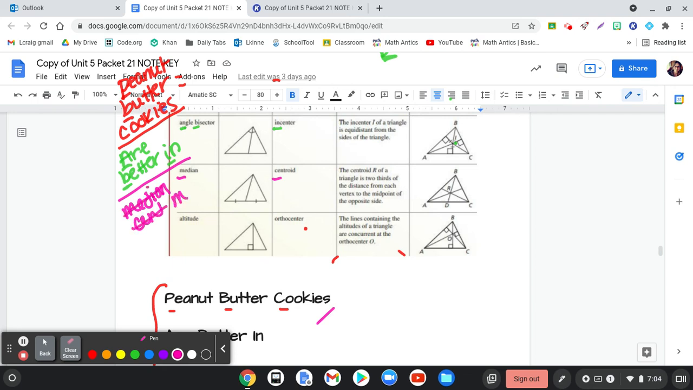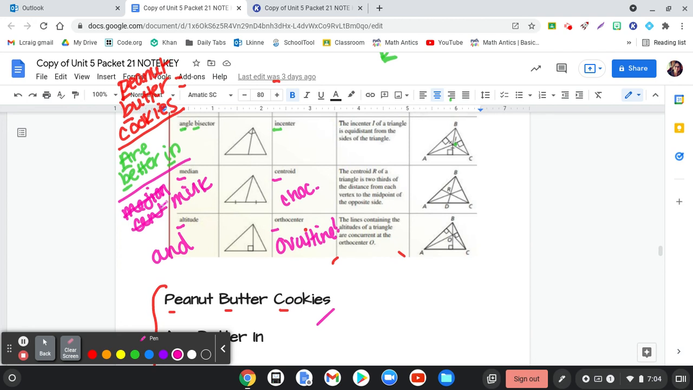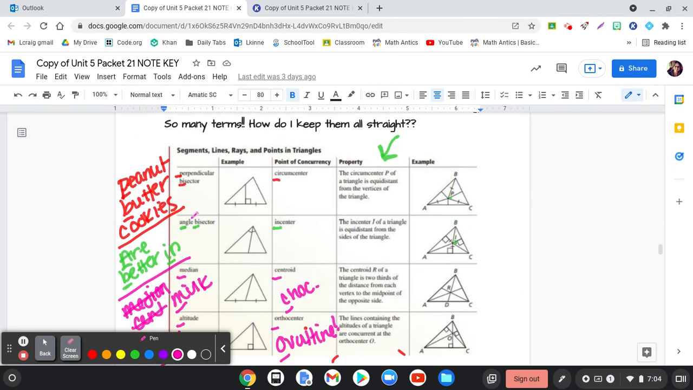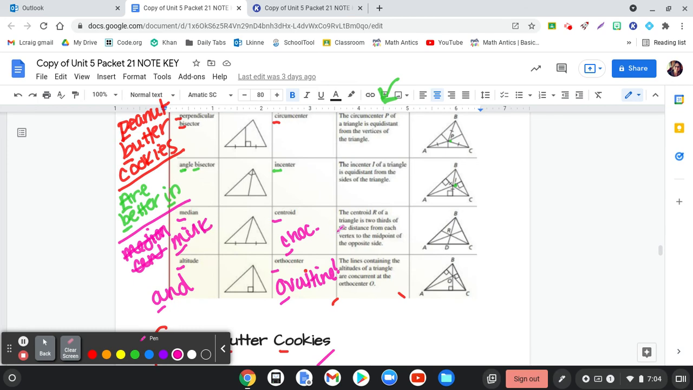So milk chocolate stands for median, centroid. And Ovaltine: altitude and orthocenter. I know it sounds silly, but these things really do help. So I want you to memorize this sentence, or you're not going to get to use your notes like we did with proofs. So peanut butter cookies, perpendicular bisectors is your circumcenter, are better in angle bisectors, incenter, milk chocolate, and Ovaltine.